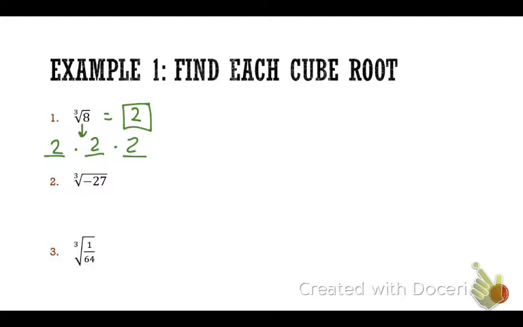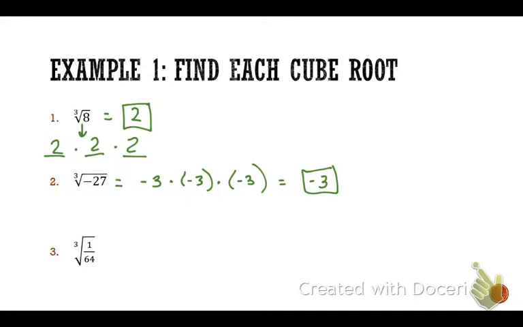All right, what about number 2? All right, what do you think? Yes, -3. That number could be multiplied by itself, right? I could say -3 times -3 times -3. It's the same thing. So the cubed root is -3. What do you guys think about number 3?